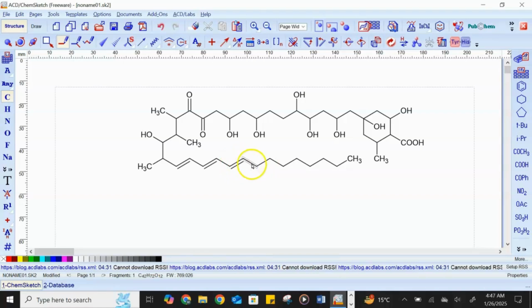So 23, 24. I'm going to add a double bond right here. 25, 26. 26, you're going to add a double bond. Also 28. This is carbon 27, carbon 28. We're going to add a double bond, 29, and carbon 30. Carbon 30 also has a polyene attached to it, so there's going to be a double bond.